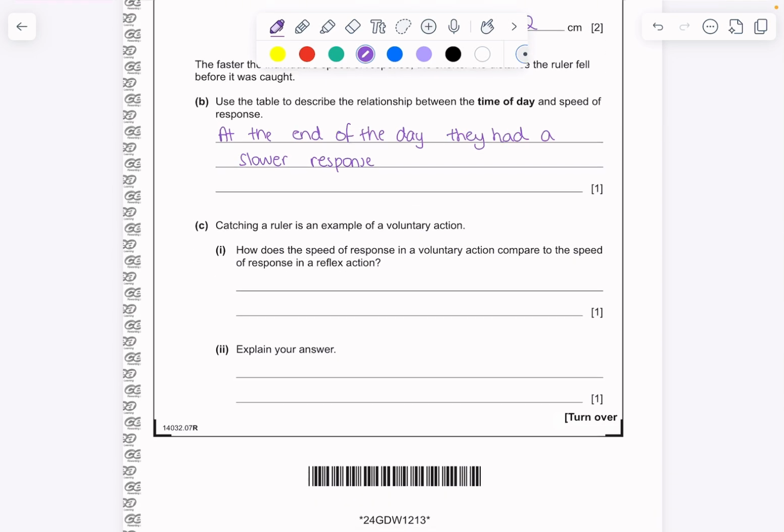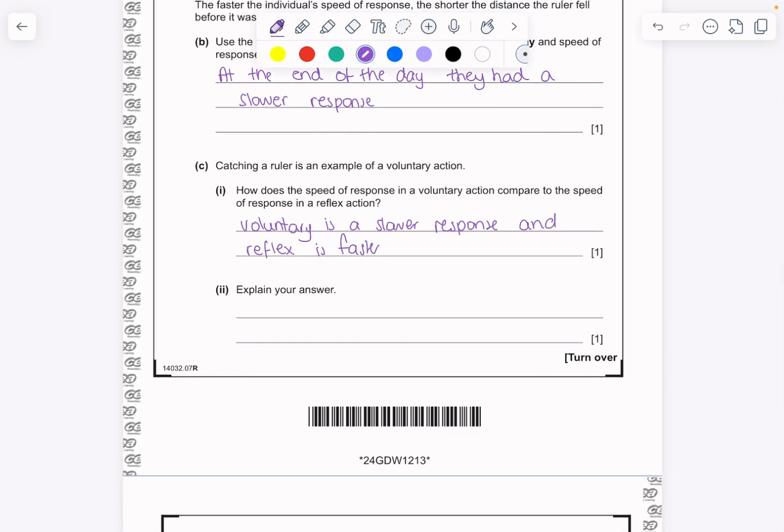So voluntary is slower, and reflex is faster. And the reason being, remember, is because in a voluntary action your brain's involved. Okay, so it involves conscious thought. You could also mention there that your brain's involved, it needs thought to process.